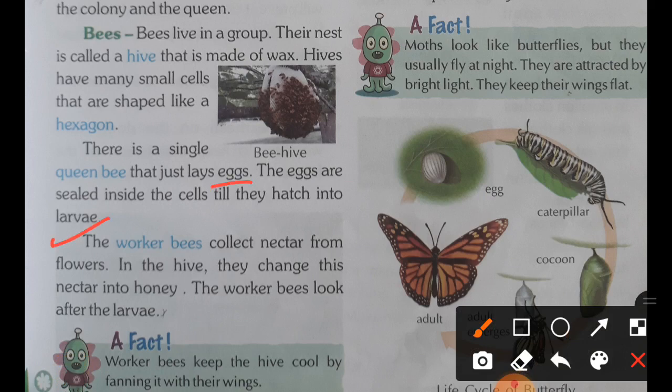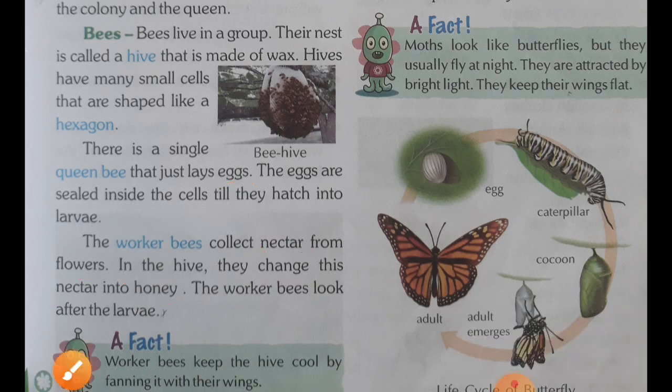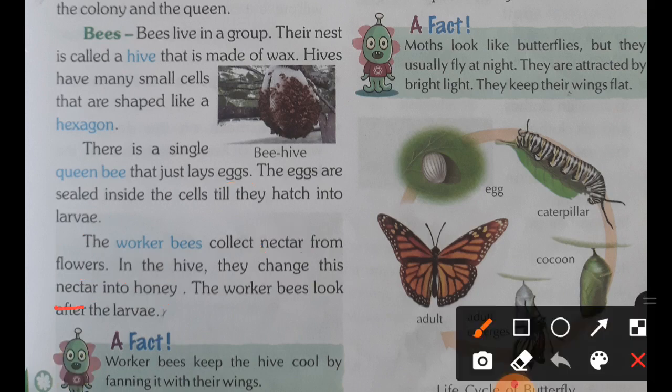And the worker bee collects nectar from the flowers. What is nectar? The liquid of flower and juice of the flower are called nectar. So they are collected by the worker bee and in the hive they change nectar into honey. So what is the function of worker bee? They convert nectar, means juice of flower, into honey.